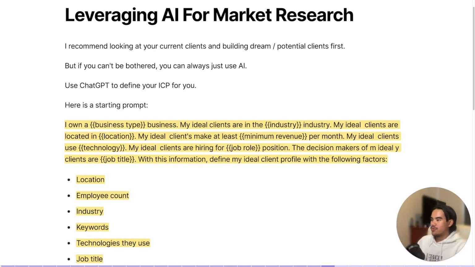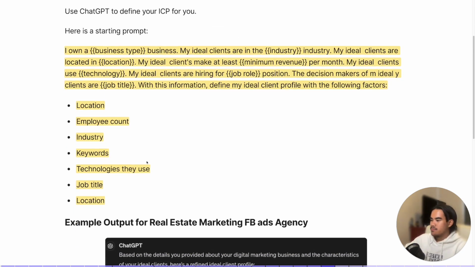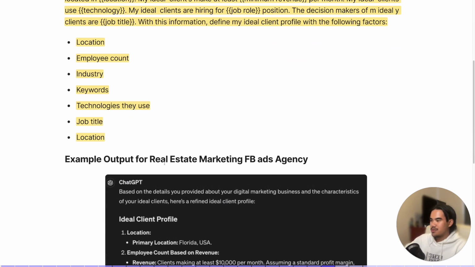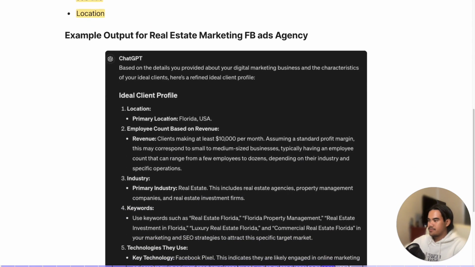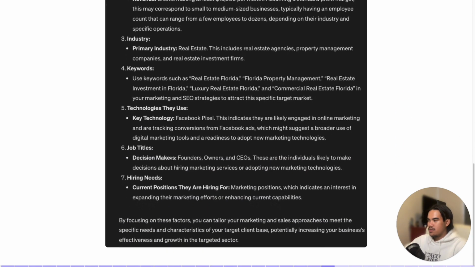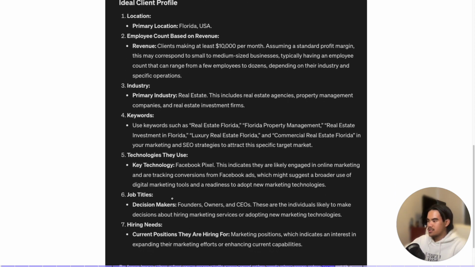I own a business. My ideal clients are in industry. My ideal clients are located here. They make at least this much per month. Use this technology. My ideal clients are looking for a job title position, and the decision makers of my ideal clients are job title. With this information, define my ideal client with the following factors. Boom. And this is an example output for a real estate marketing Facebook ads agency that I just made. Yeah, and so on. It comes up with the location, employee count, industry, keywords, technologies, job titles, and hiring needs.